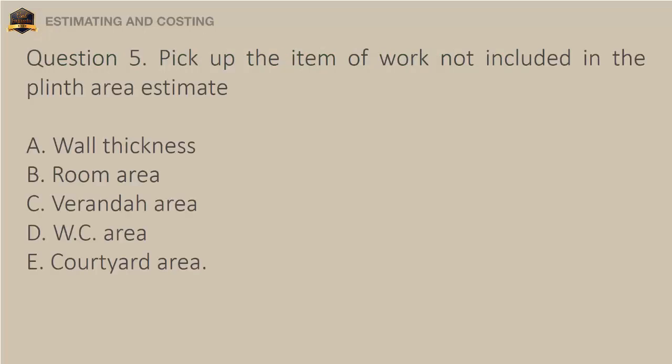Question 5. Pick up the item of work not included in the plinth area estimate. A. Wall thickness. B. Room area. C. Veranda area. D. WC area. E. Courtyard area.